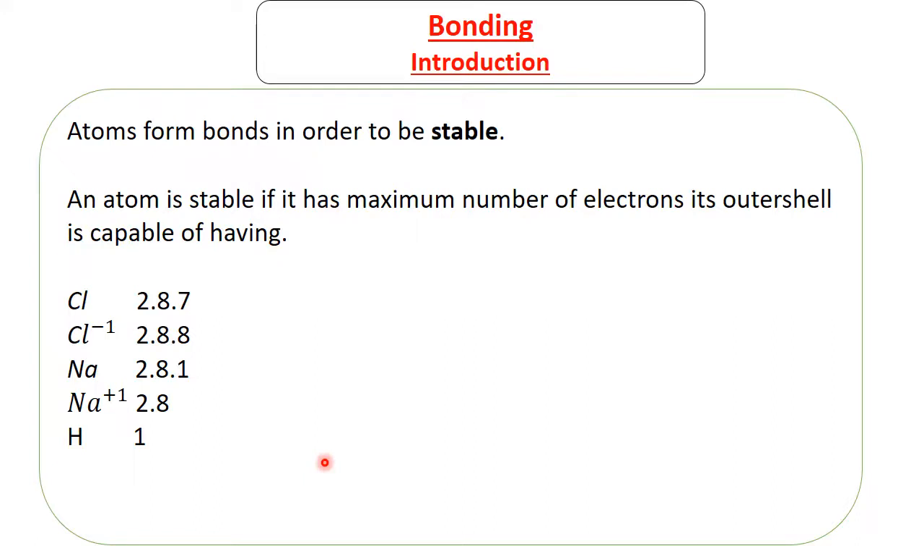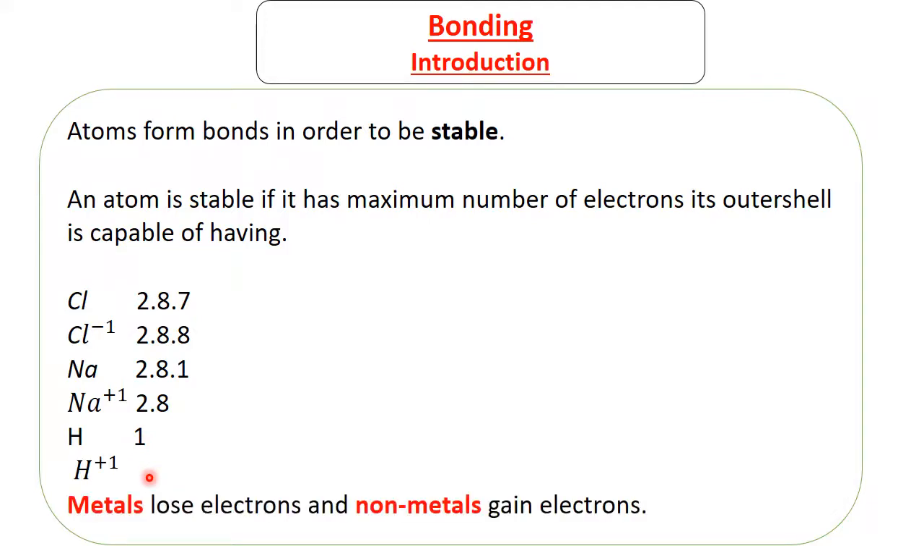So how can hydrogen be stable? In the first shell, the maximum number of electrons that should be there is 2. So hydrogen can gain or it can lose. If it gains, it will have 2 electrons. If it loses, it will have 0 electrons. And if it has 0 electrons, it's okay, then it's stable. So hydrogen anyway is a special case which we're going to study later.